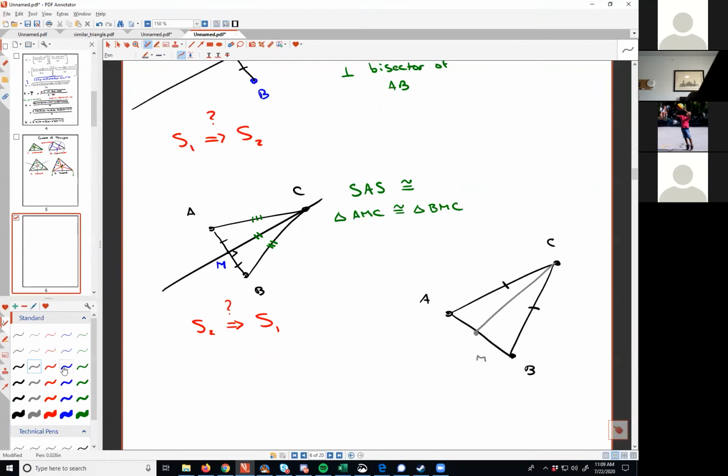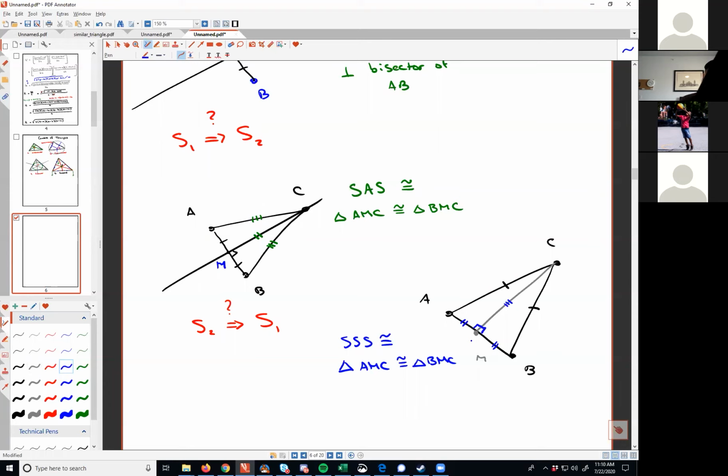Now, if we draw to the midpoint, that means that this is the same as this, but what else is true? They share a side. So these two triangles are congruent. By what congruence theorem? Side, side, side. And since they are congruent, we have equal angles that make up a straight angle, and we divide each by 2 to get a 90-degree angle.